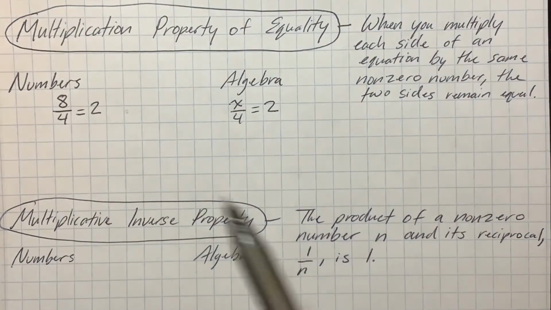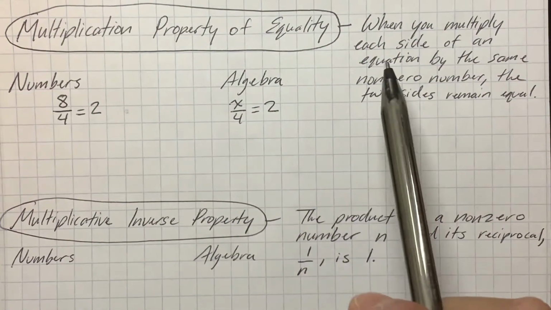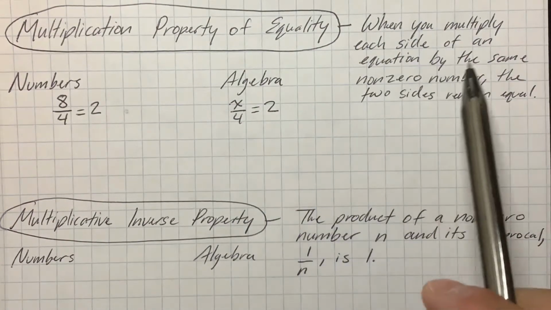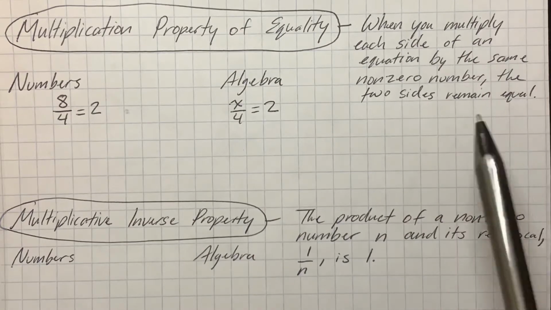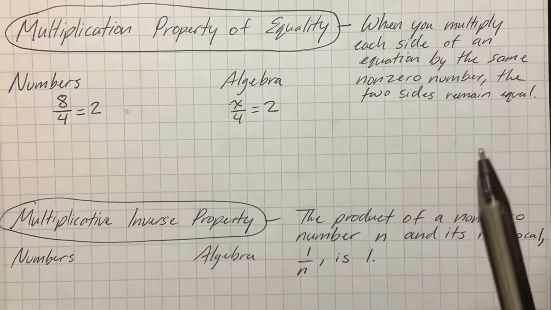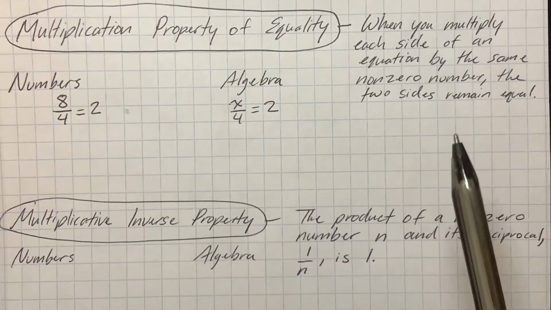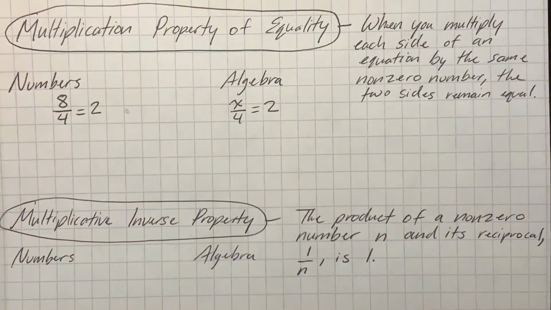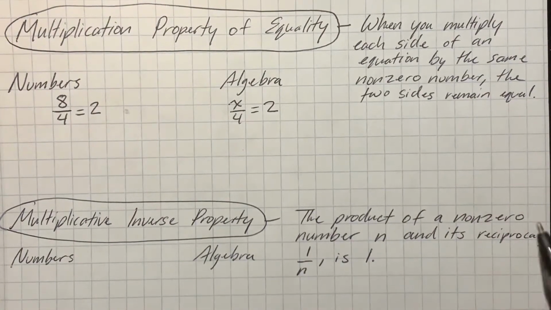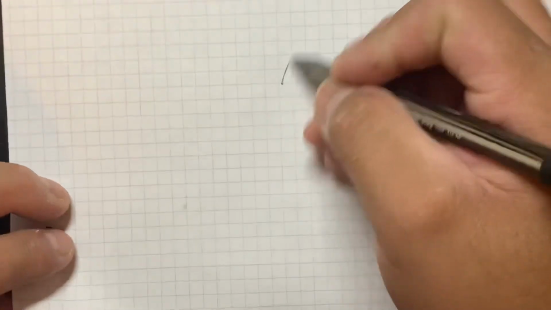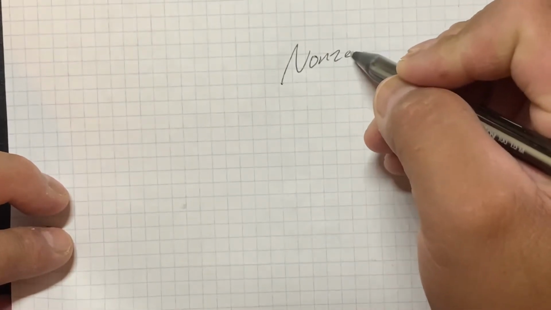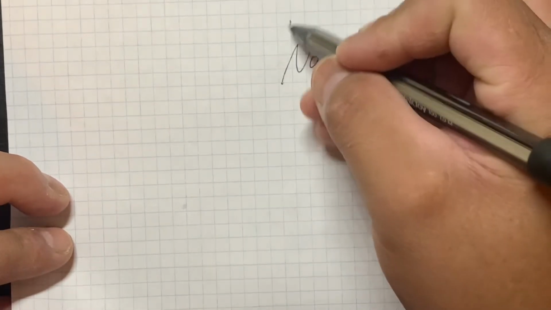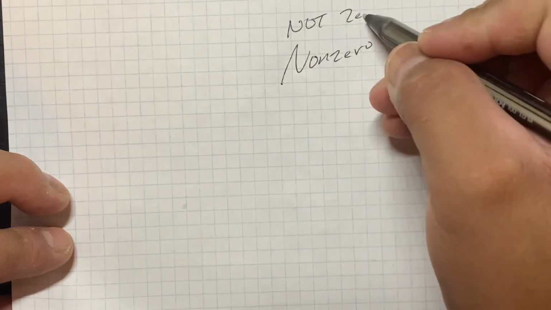Now, the multiplication property of equality is when you multiply each side of the equation by the same non-zero number. When we do that, the two sides remain equal. So what that means, non-zero. So if I have a non-zero number, I'm talking about a number that is not zero.